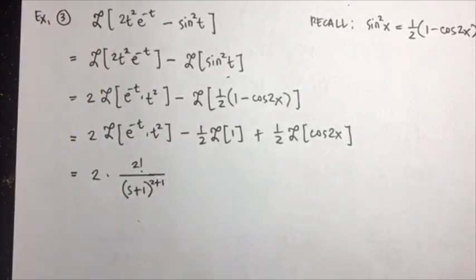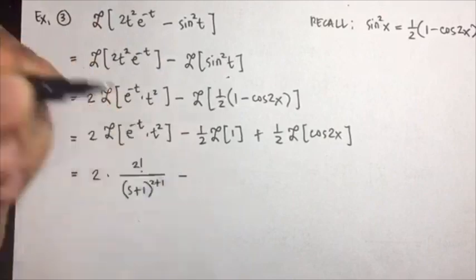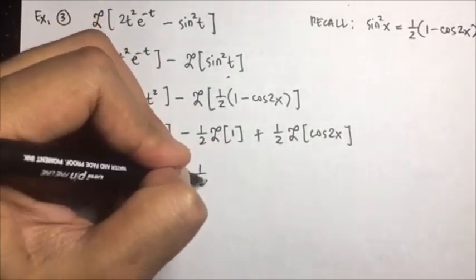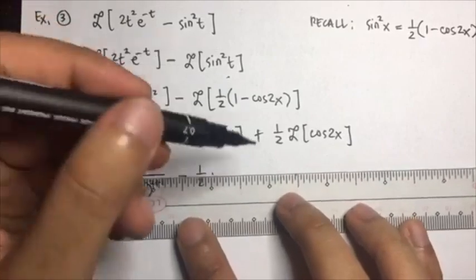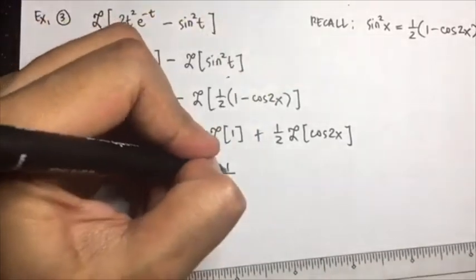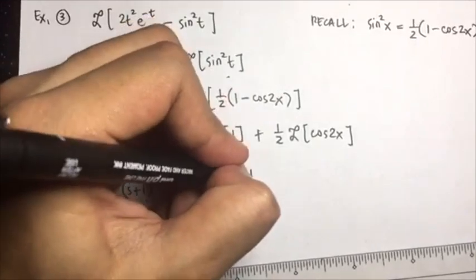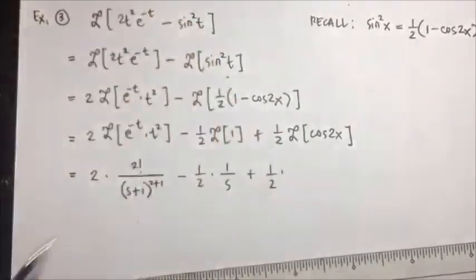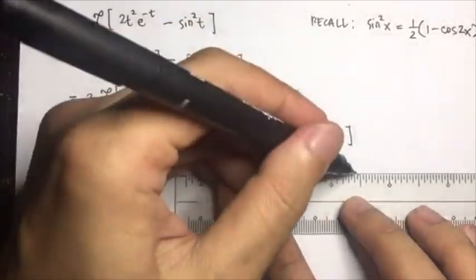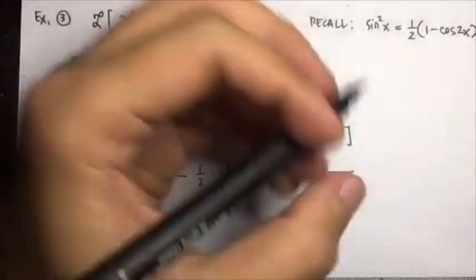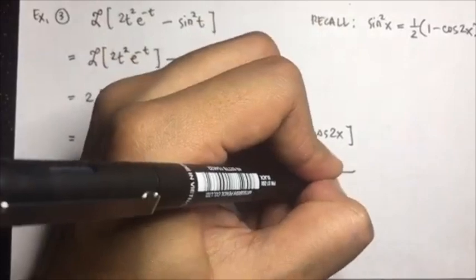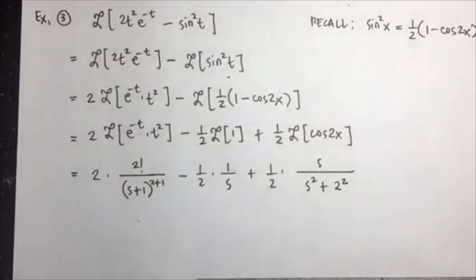Minus 1 half. Laplace transform of 1 is 1 over s, and then plus 1 half. Laplace transform of cosine 2x is s over s squared plus 2 squared.